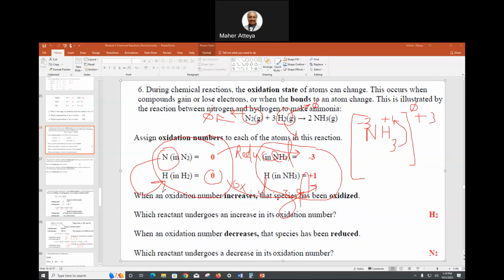One is reducing, one is oxidizing. The hydrogen is forcing the nitrogen to be reduced, so hydrogen is the reducing agent. Nitrogen is forcing hydrogen to be oxidized, so it's the oxidizing agent.